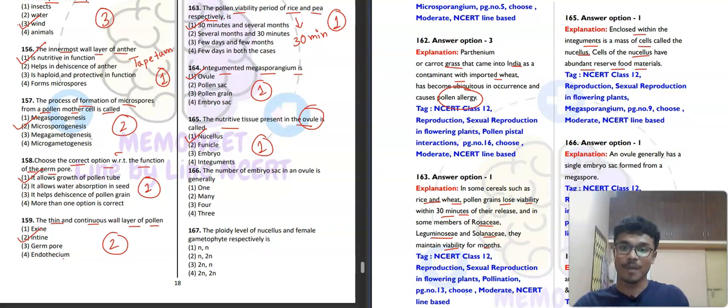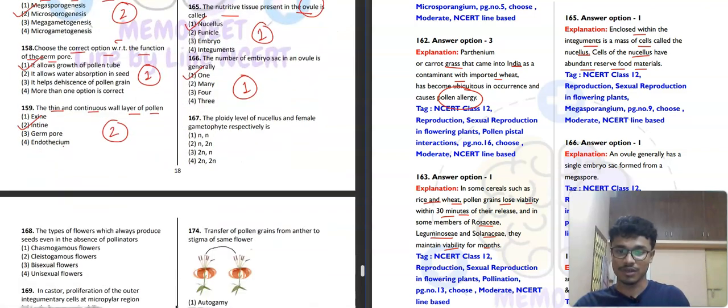The number of embryo sac in an ovule is generally 1, many, 4 or 3. An ovule generally has a single embryo sac formed from the female part, that is the megaspore. The first option will be our correct answer for this question. Now moving towards the next question, 167.